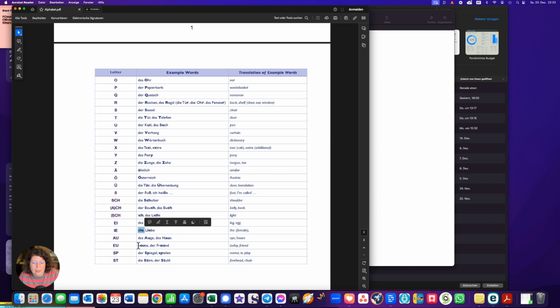Eu, like in heute. Or that's today. Oder der Freund. That's a friend. Sp oder sp, like der Spiegel, the mirror, Spiegel. Oder spielen, to play. And st or st, we pronounce it st. Die Stirn, that's the forehead. Oder der Stuhl, that's the chair.